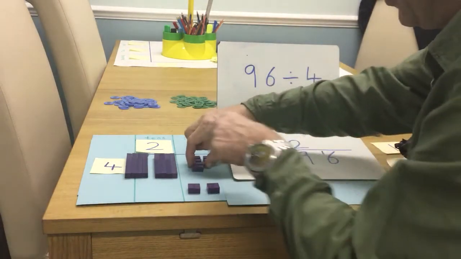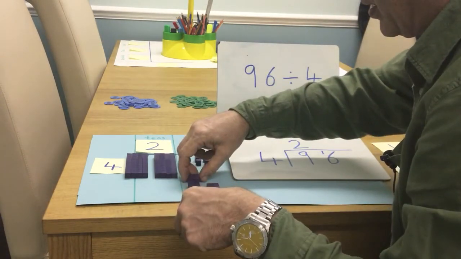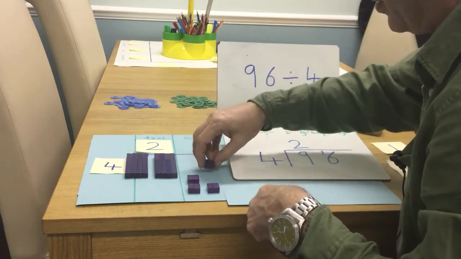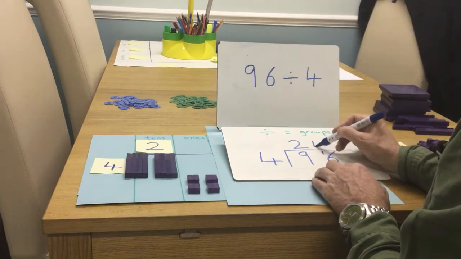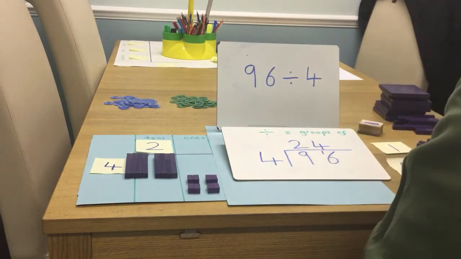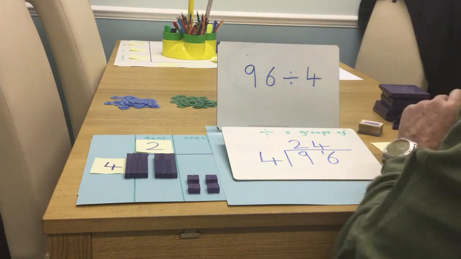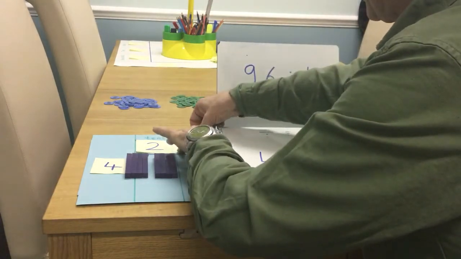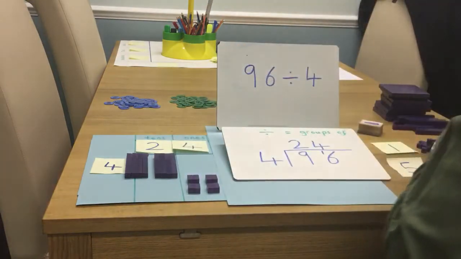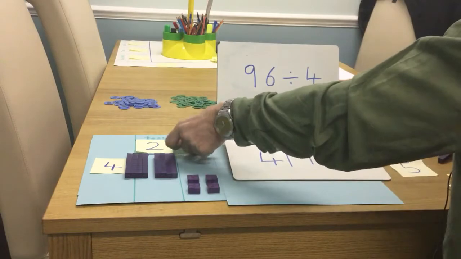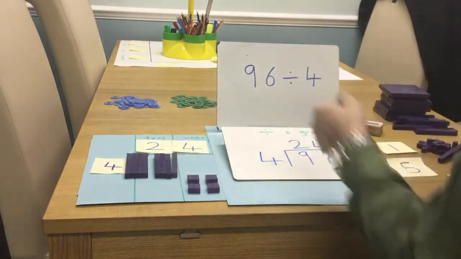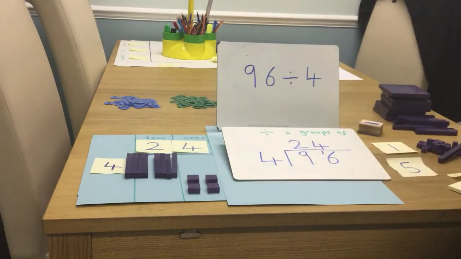So I've made 2 groups of 4 and 3 groups of 4, 4 groups of 4. So the answer is 24. Let's just put a little post-it note there for the last 4. Stick it down. So that's what it would look like in your book, and that's what it looks like as a picture.